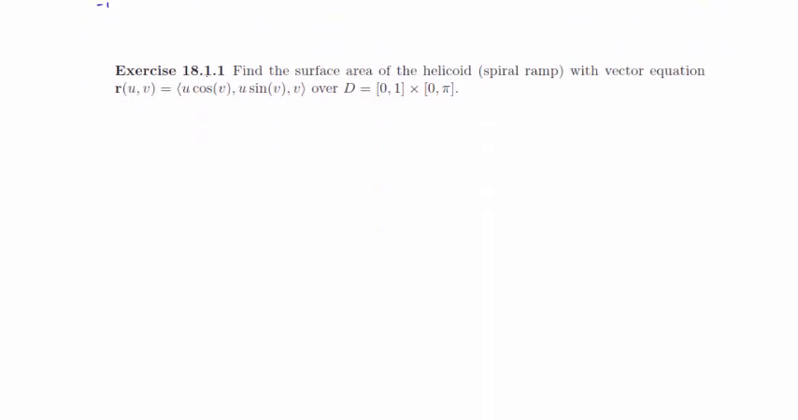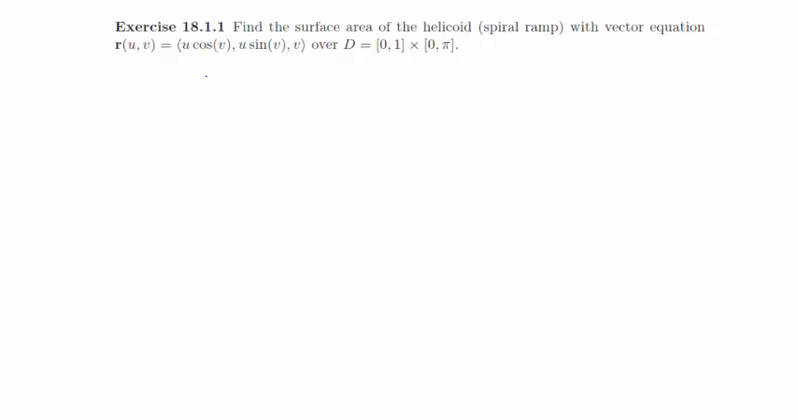This is exercise 18.1.1. Find the surface area of the helicoid, spiral ramp that is, with vector equation r of u, v equals the vector u cosine v, u sine v, v over the domain D equals 0 to 1 crossed with 0 to pi in the v direction. Alright, go ahead and pause the video. Work through this as best you can. I will work through the solution myself and then go through that solution with you here in just a few moments.